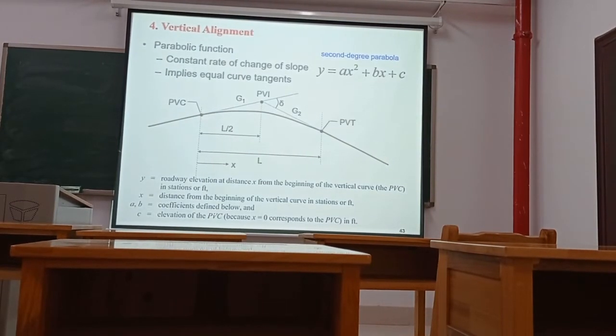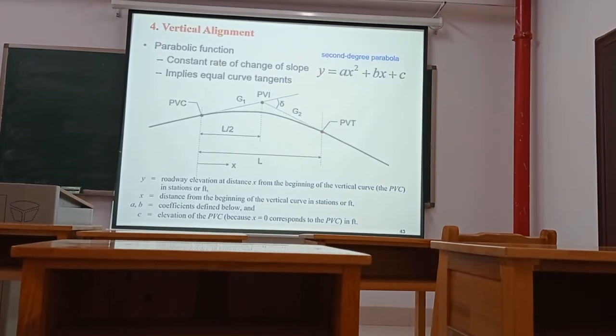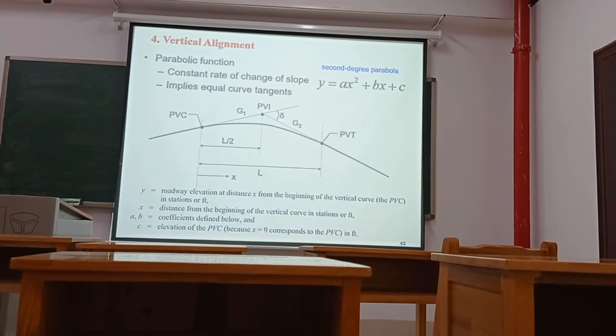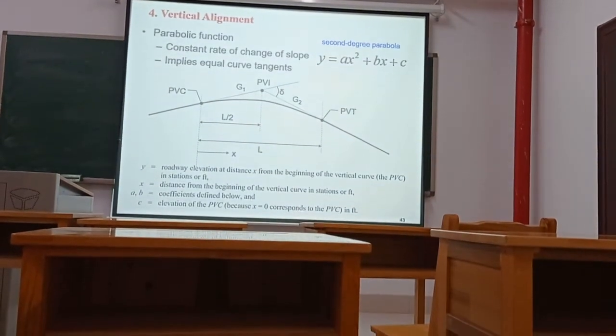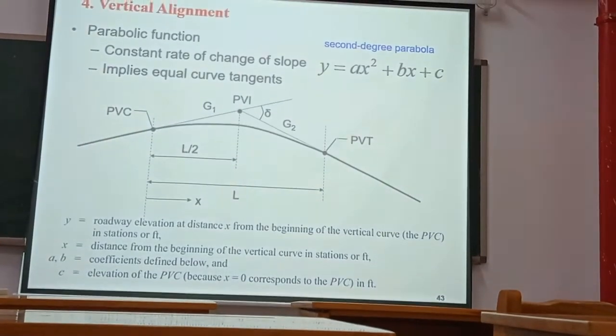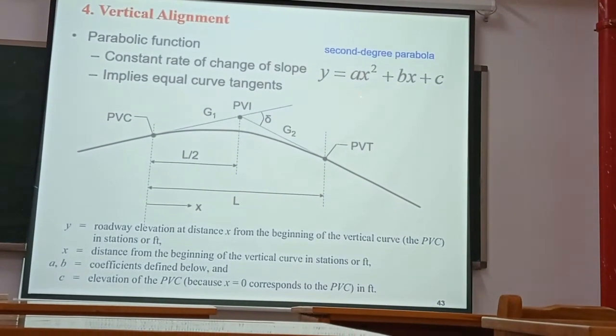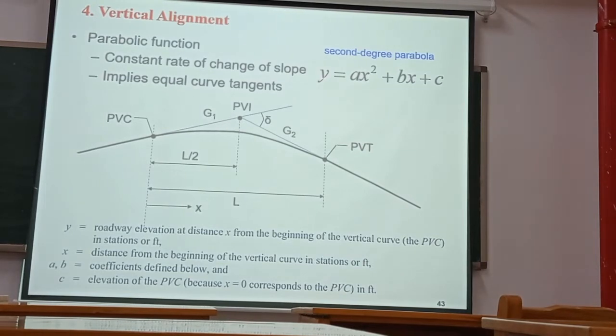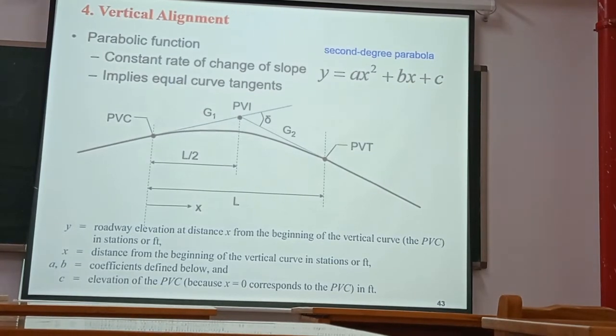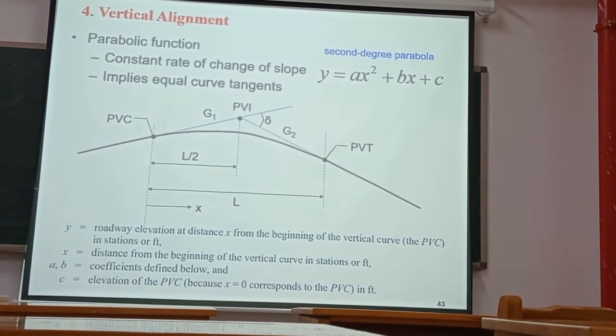C is the elevation of the PVC, because X equal to 0 corresponds to the PVC. When we set X equal to 0, we can get Y is equal to C. Yes or no? Yes. Okay.